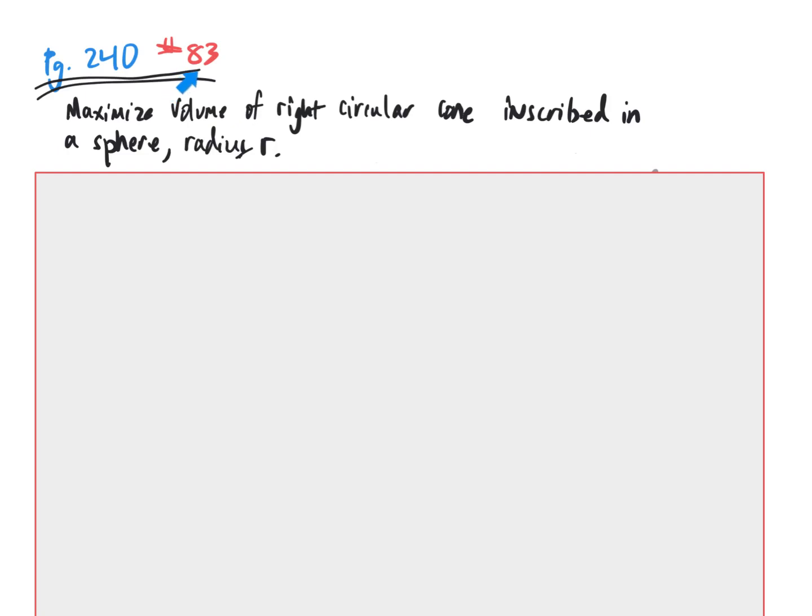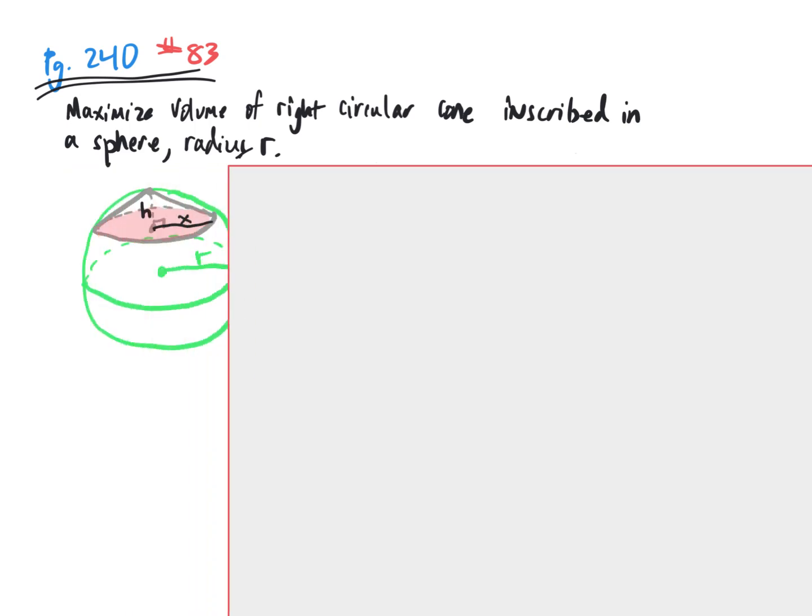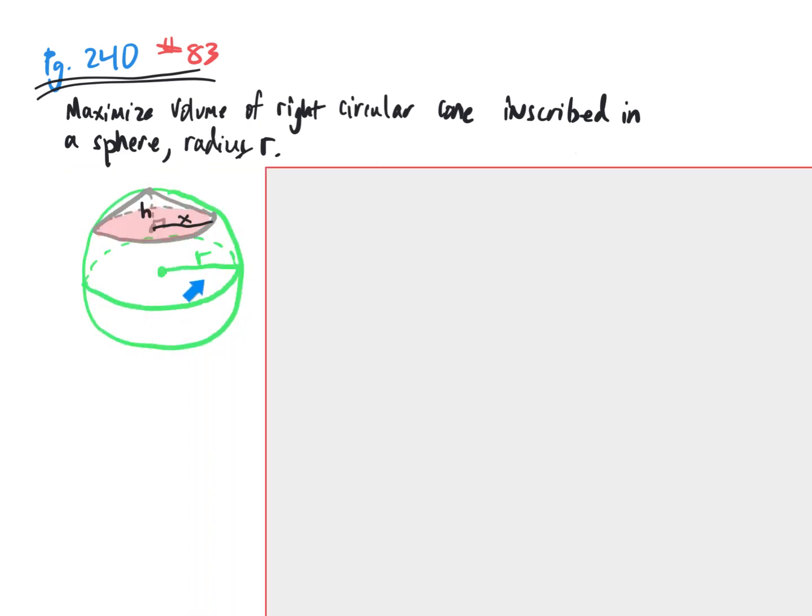Perhaps you were wondering about number 83 on page 240. Let's find the maximum volume of a right circular cone inscribed in a sphere of radius r. So, here's a sphere of radius r, and there's a right circular cone inscribed.